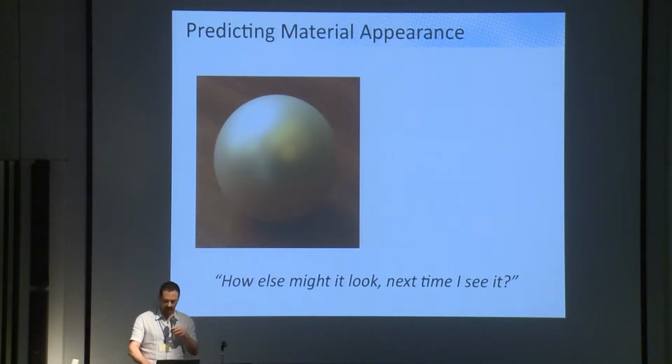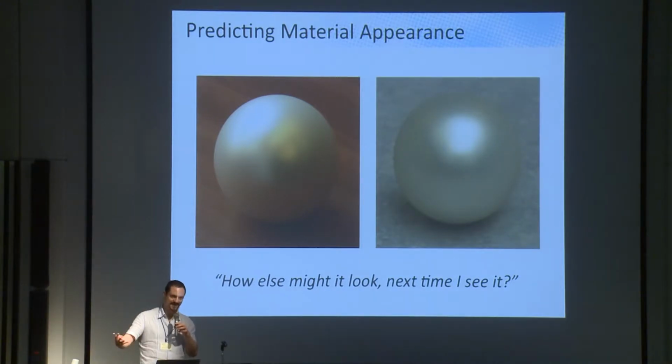So for example, it might look like this the next time you see it, okay? And what we could think of material perception as being is the process of representing the way that this material will appear to me in other situations when I come across it, okay?